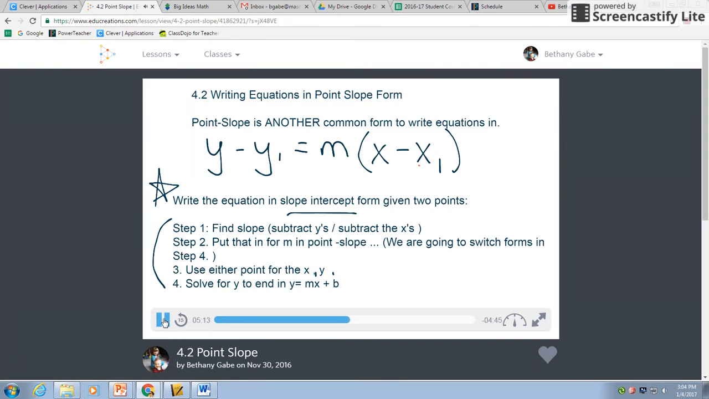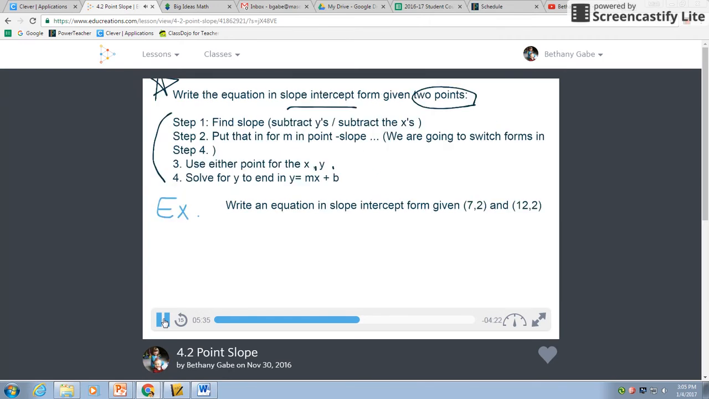So notice we're going to start out in point slope, and then eventually we're going to switch to slope intercept, which is what they wanted in step 4. And then for 3, you can use either point that you want to. Notice, because it says they're going to give you 2 of them, so you can pick either one you want. It doesn't matter. And then in the end, we're going to end up solving for y. So write those down, and then I'll solve an example on the next page.